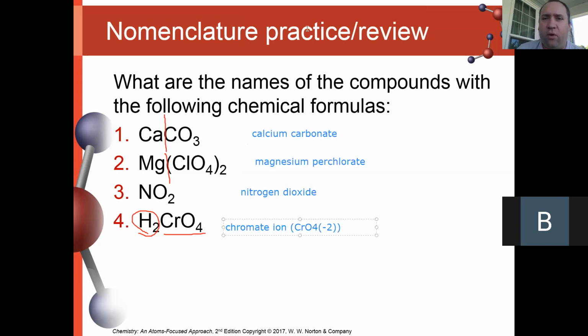Now, the rule of thumb for chromates or for any ion that ends in ATE is that basically we're going to keep the root of the word, the chrom in this case, and we're going to change the ending from ATE ion to IC acid. So we change this ending for this one, and so this becomes chromic acid.